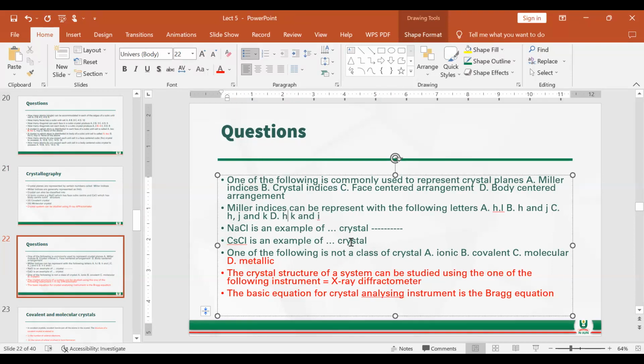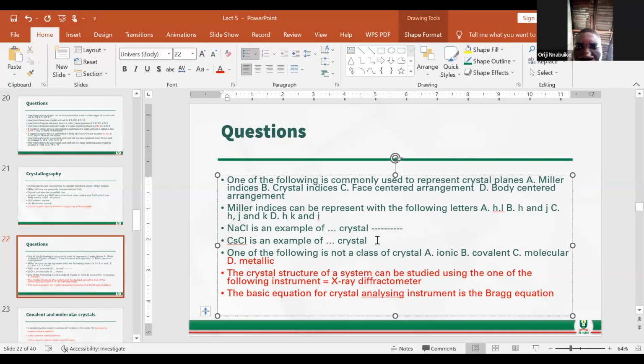Sodium chloride is an example of a dash crystal. Cesium chloride is an example of that. Both are examples of cubic crystal. One of the following is not a class of crystal: ionic, covalent, molecular, metallic. Molecular is not a crystal class; the others are.